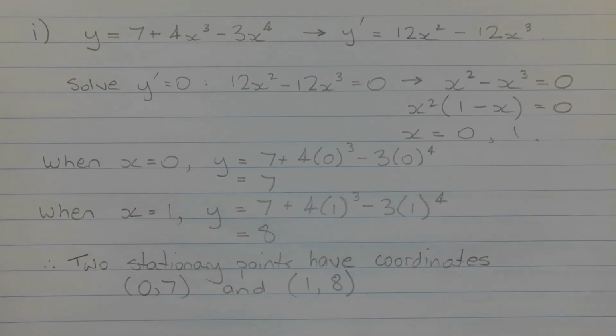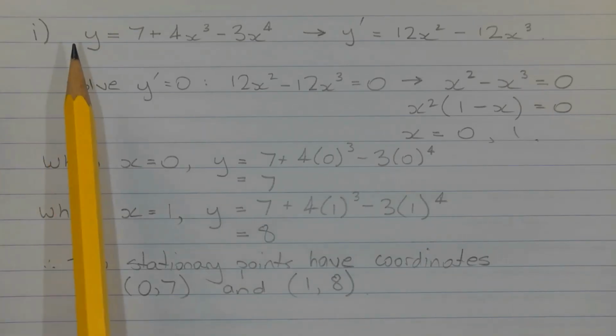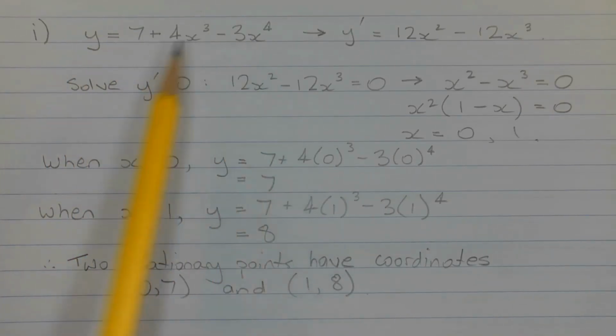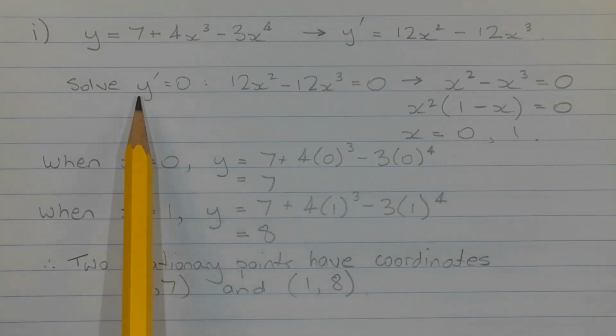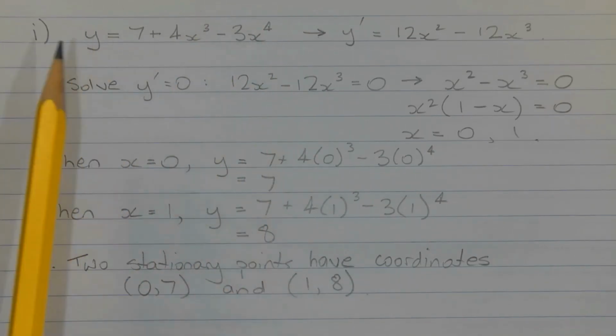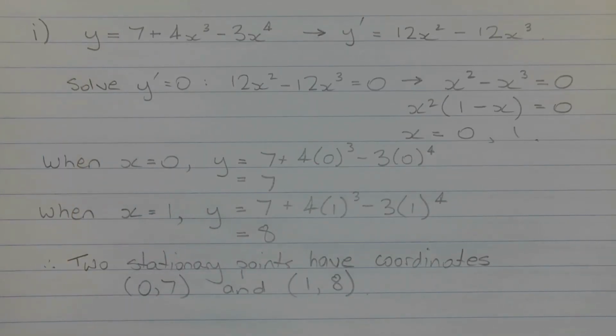To find the x-coordinates of the stationary points, we first differentiate y with respect to x in the original function to find the gradient function y dash. We then solve the equation y dash equals 0 to find those x-coordinates. Once we have those x-coordinates, we substitute those values into the original function to find the corresponding y-coordinates.